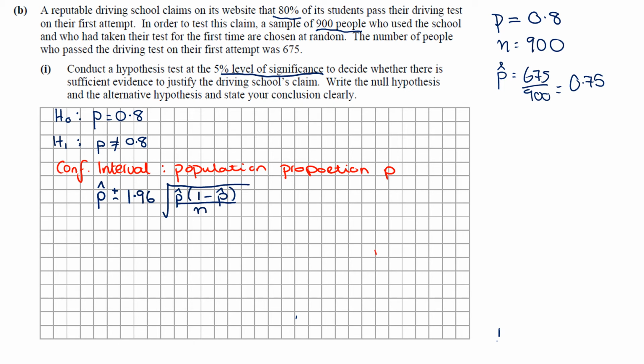So what that works out for us is 0.75 plus, sorry, I'm actually going to turn it into a range of values. So I'm going to work with minus 1.96 here, times the square root of 0.75 times (1 minus 0.75), all over n, which is 900.